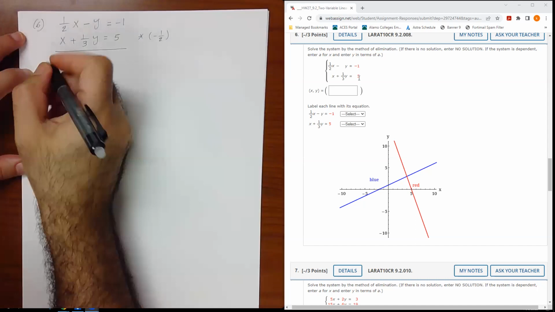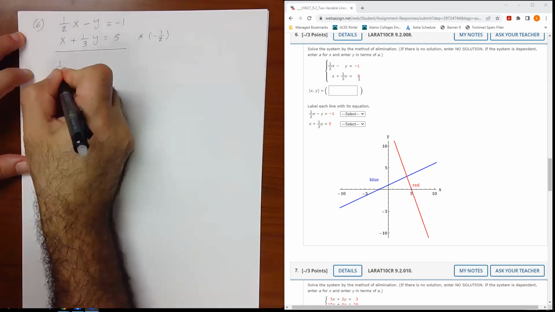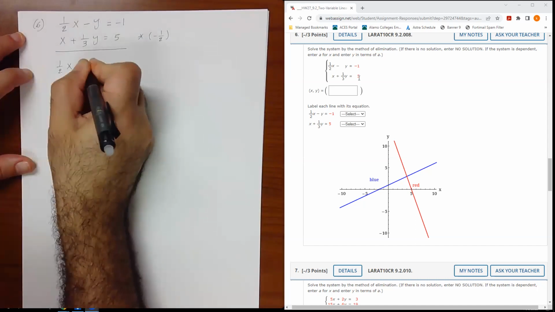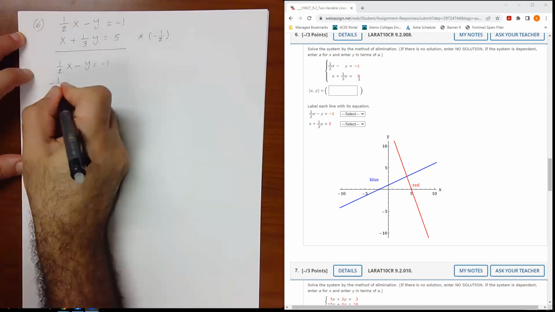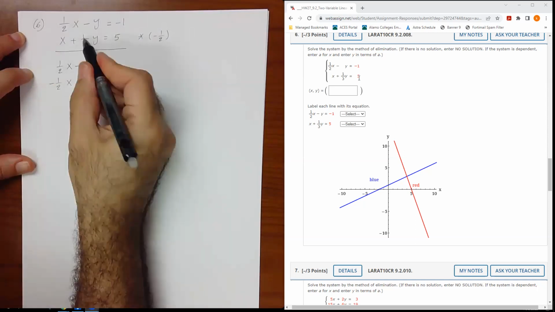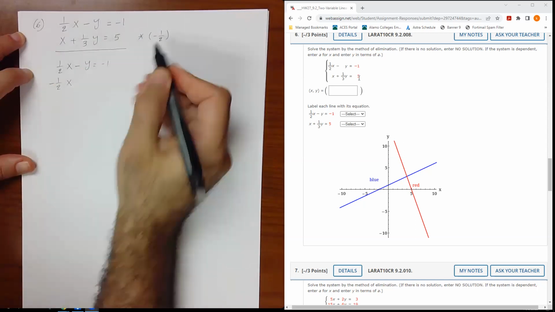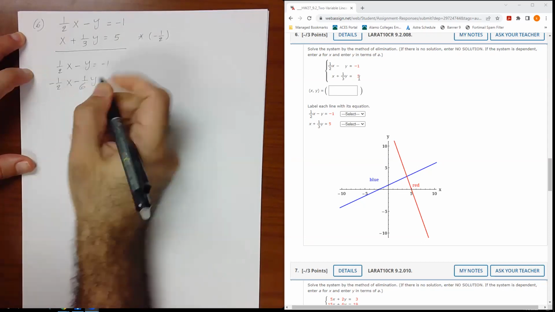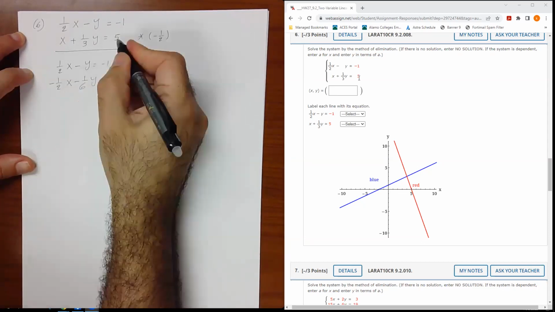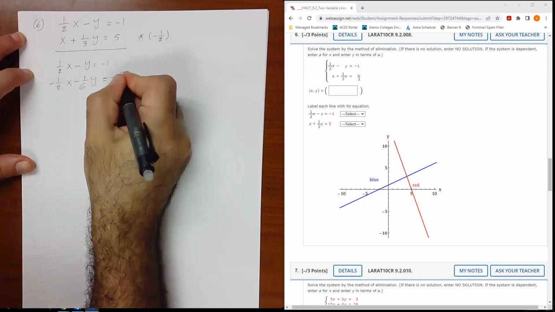So now the first one is going to be 1 over 2x minus y equals -1. The second one is going to be -1 over 2x, 1 over 3 times negative is going to be minus 1 over 6y, equals 5 times -half, which is going to be -5 over 2.